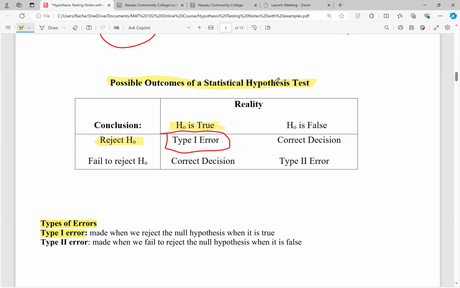What if the null is true and we fail to reject the null, meaning we don't reject it? That's a correct decision, right? Because if the null is true, you don't want to reject it. We want to keep it. So that's a correct decision.